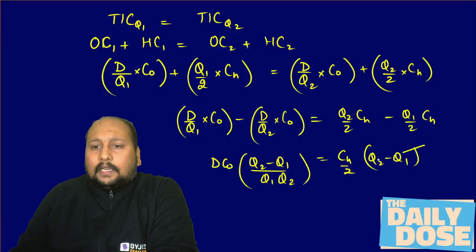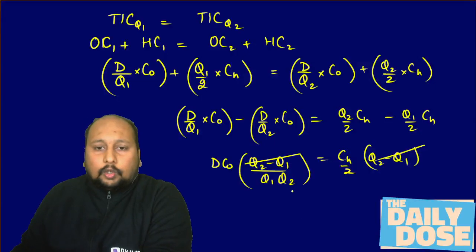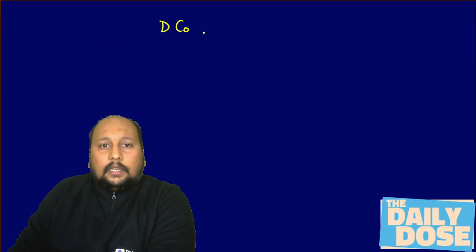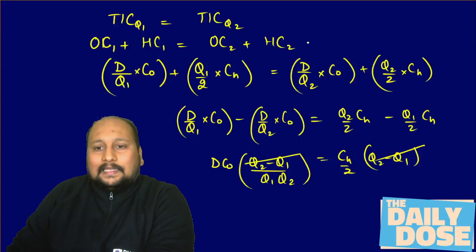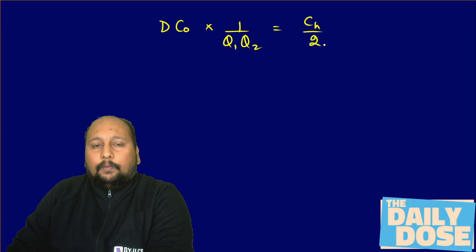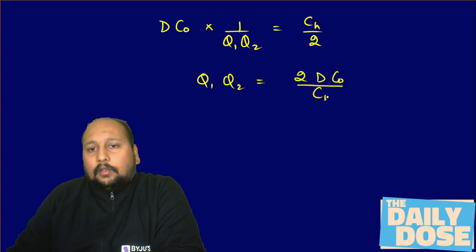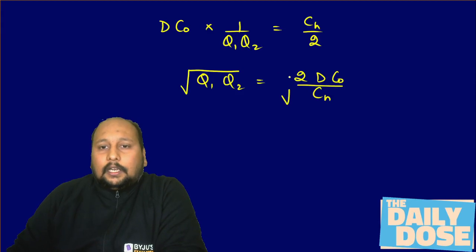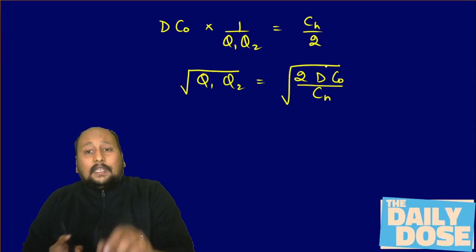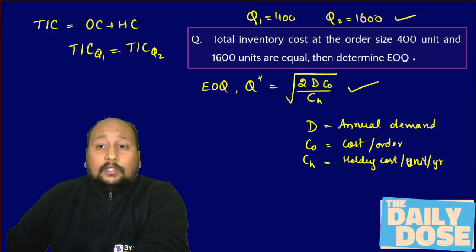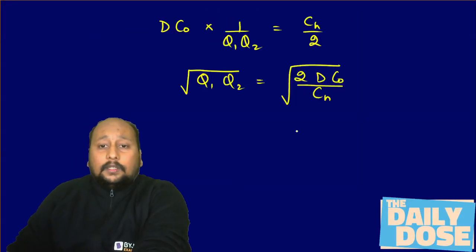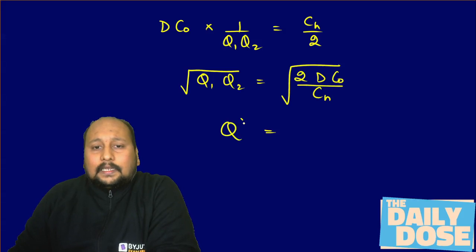So from here, Q2 minus Q1 and Q2 minus Q1 will cancel out. So what we get is D into CO divided by Q1 into Q2 is equal to CH by 2. So you can rearrange the expression. We can say Q1 into Q2 is exactly equal to 2 D CO by CH. Taking the square root on both sides, what is the right hand side? It is root of 2 D CO by CH. What is this? It is equal to Q star, and they are asking for this Q star only. So Q star is equal to root of Q1 into Q2.